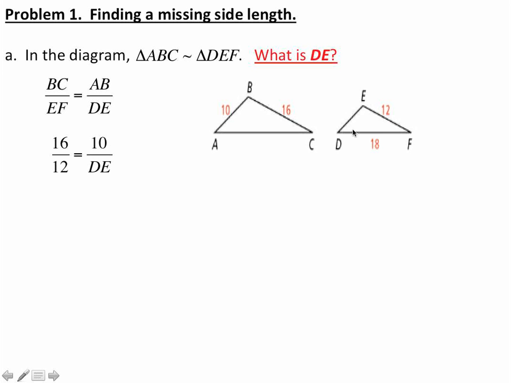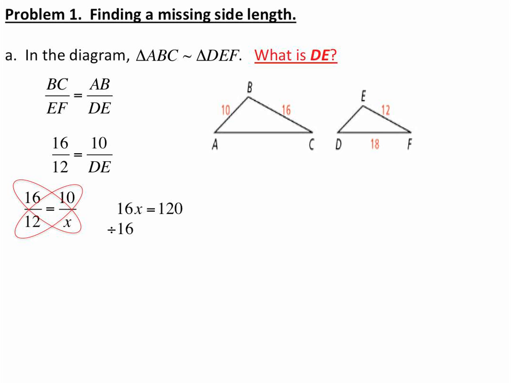So here's what we have. We have a 16 for the BC. We have a 12 for the EF. We have a 10 for the AB, and we're looking for this. So I would just make that a letter, like a variable, x. Now I have a proportion. So hopefully we're getting pretty good at solving proportions. Cross multiply. Okay, so I got 16 times x is 16x, 10 times 12 is 120. Solve it, divide both sides by 16, and x is 7.5.